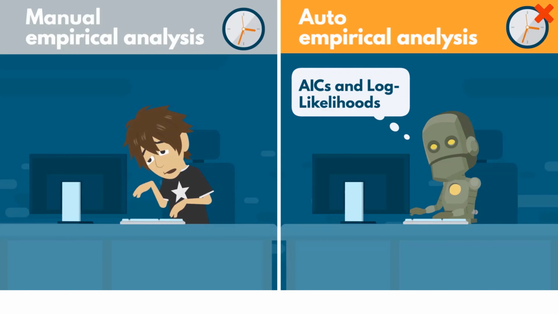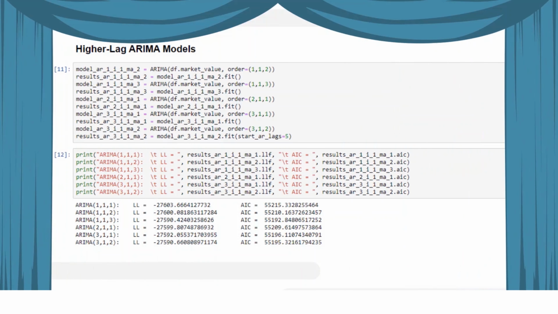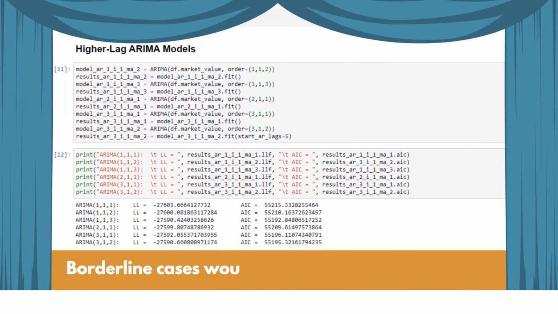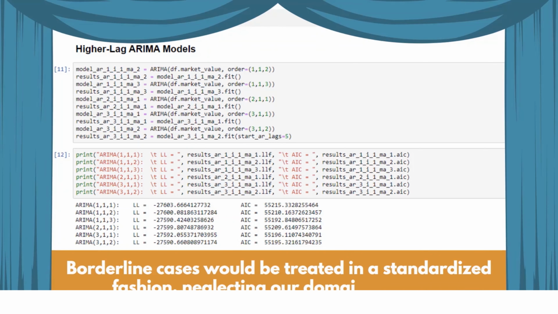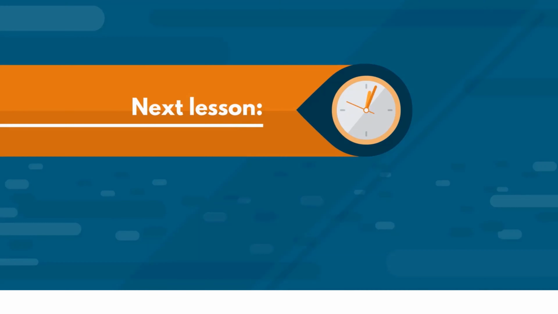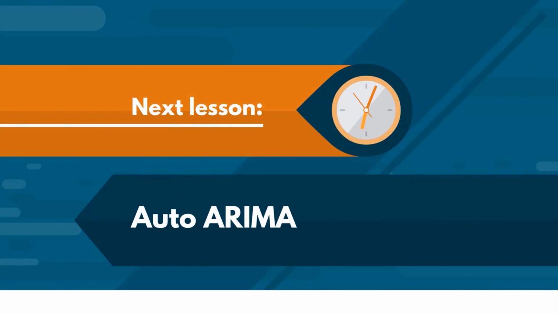On the one hand, having such a tool at our disposal would eliminate a big chunk of the time needed to go through different models one by one. On the other, we won't be able to peek behind the curtains and understand our data really well. Finally, it should be noted that borderline cases would be treated in a standardization fashion, essentially neglecting our domain expertise. In the next section, we'll see how to automate the model selection process, and we'll discuss the pros and cons that go along with such approaches.